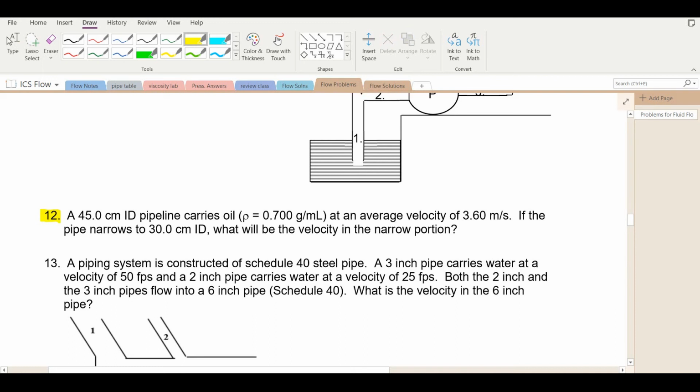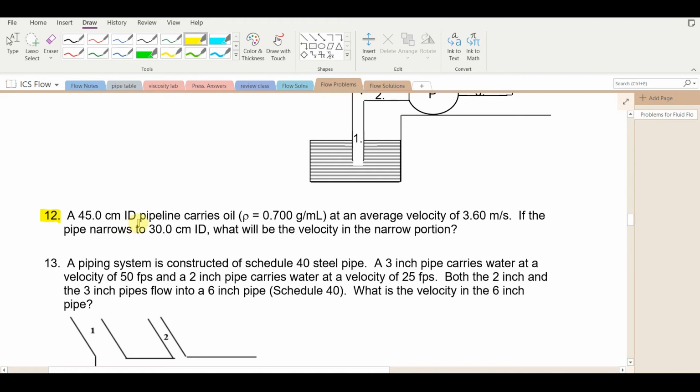Problem number 12. A 45 centimeter ID pipeline carries oil with a mass density of 0.7 grams per mL at an average velocity of 3.60 meters per second. If the pipe narrows to 30 centimeters ID, what would be the velocity in the narrow portion? Well, I'm going to bet that it's greater than it was in the 45 centimeter pipe because it gets narrower.